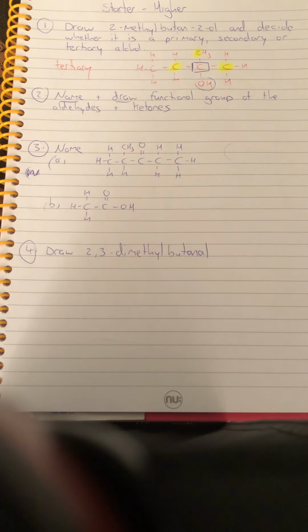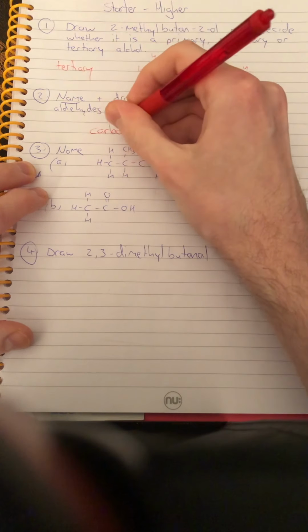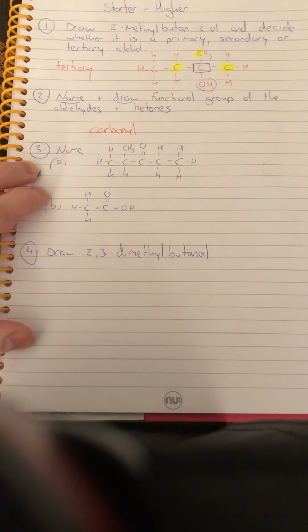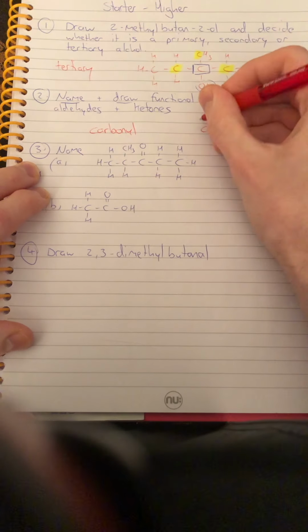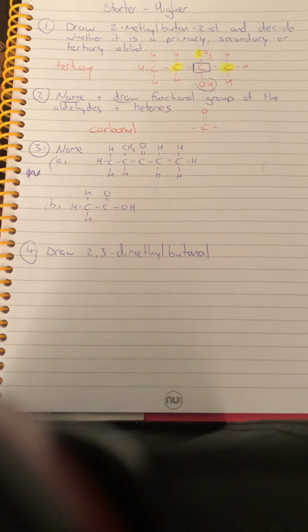Question 2, name and draw the functional group found in aldehydes and ketones. So that's a brand new functional group. That is the carbonyl group, okay? And it's the C double bond O with 2 bonds coming out of it, okay?